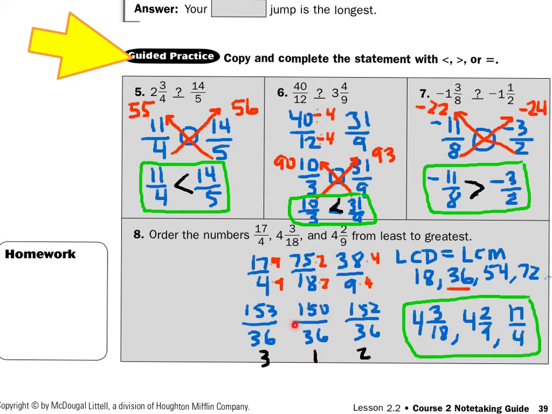The first number, the smallest number, is 150 over 36. And remember, that was the middle one, so I write that first, 4 and 3/18. Then the next number would be 152 over 36. That's this one, 4 and 2/9, so I write that next. And that means the biggest number has to be 153 over 36, which was 17 over 4. So now they're in order from least to greatest, and I box my answer.